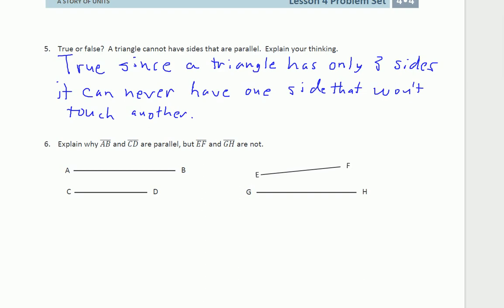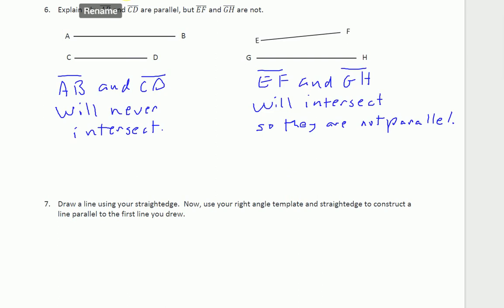Let's look at number 6, and it says explain why AB and CD are parallel, but EF and GH are not. Because the definition of parallel lines is lines that will never intersect. AB will never intersect with CD, but EF, if you were to extend those lines somewhere along the line, they would intersect. Now, this is just for demonstration purposes only.